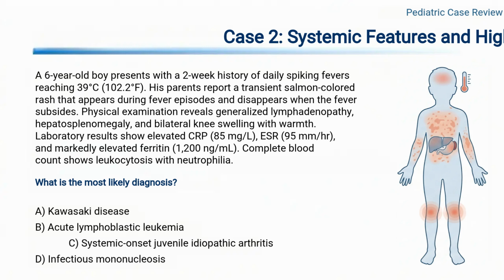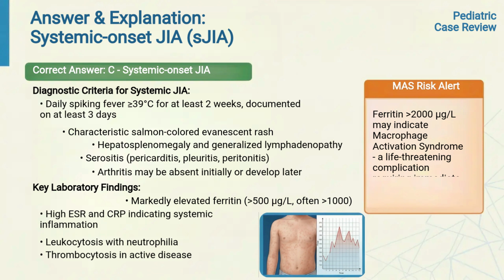What is the most likely diagnosis? Option A, Kawasaki disease. Option B, acute lymphoblastic leukemia. Option C, systemic onset juvenile idiopathic arthritis. Option D, infectious mononucleosis. The correct answer is option C, systemic onset juvenile idiopathic arthritis.